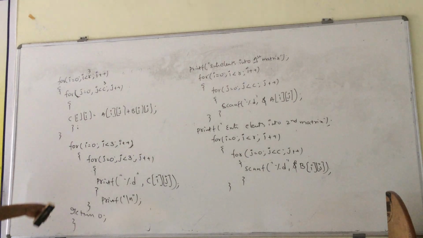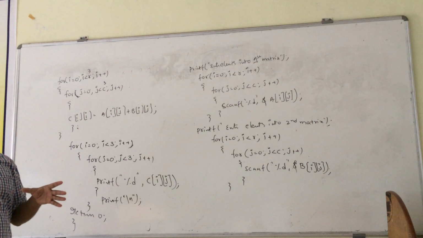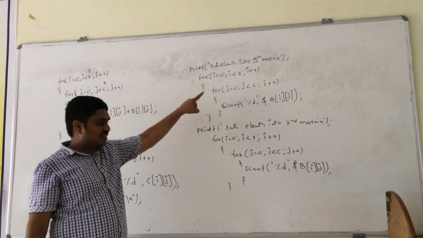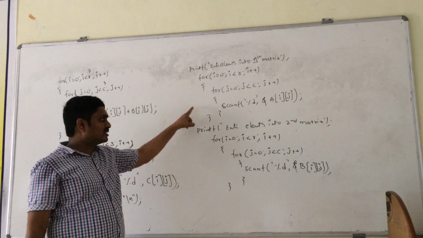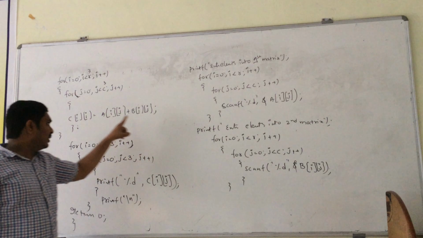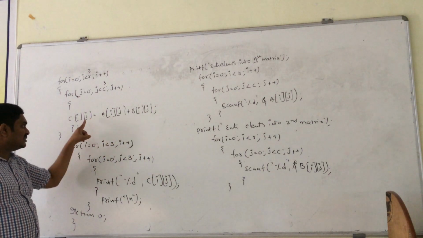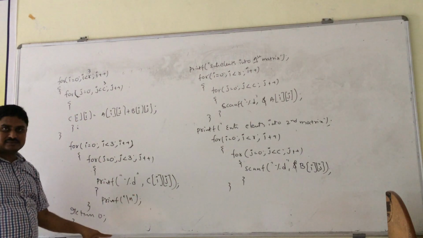First the declaration part. After the declaration we ask the number of rows and number of columns. After entering the number of rows and number of columns, we enter the elements into the first matrix. After that we enter the elements into the second matrix. After entering the values in the first matrix and second matrix, we add both matrices and store the resultant in the resultant matrix. After that we print the resultant matrix.